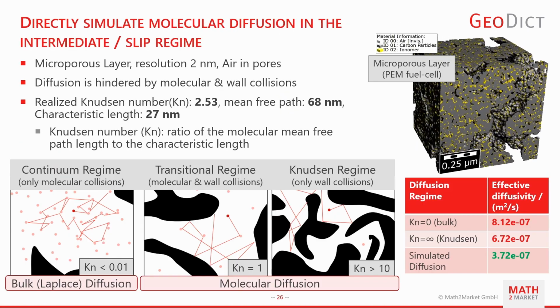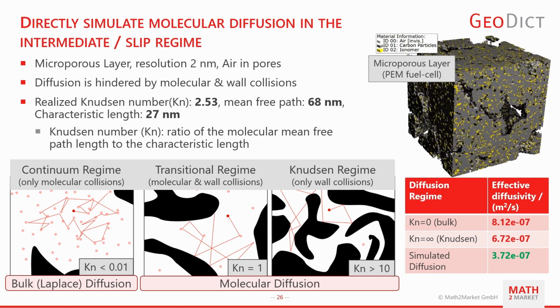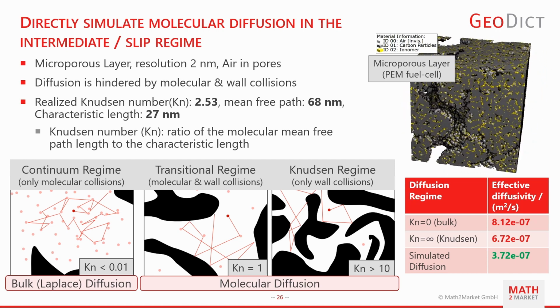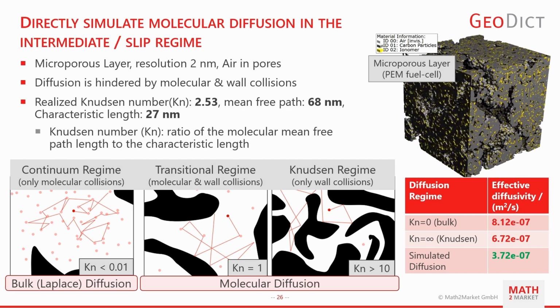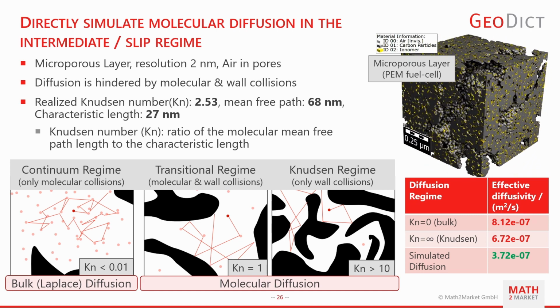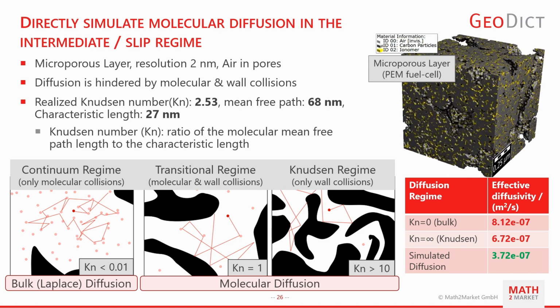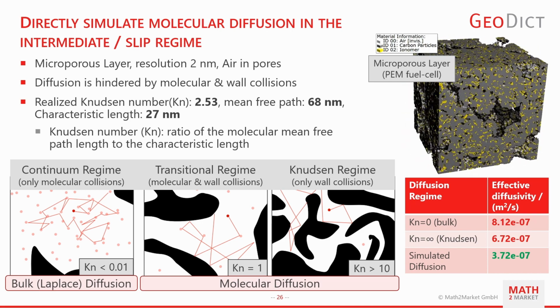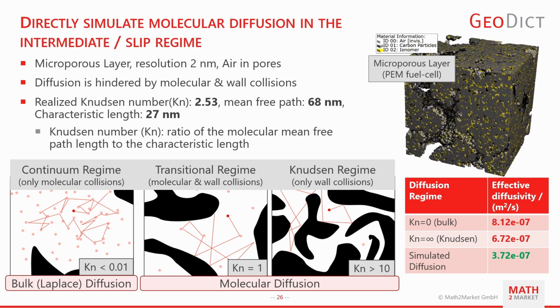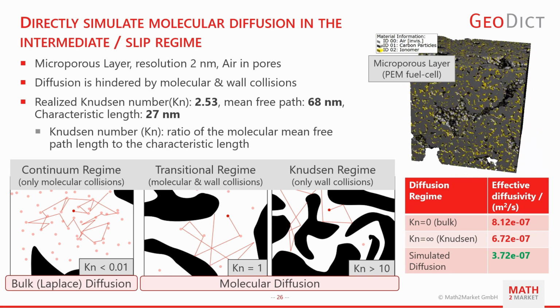Diffusion in complex microstructures is governed by two processes: particle-particle collisions and particle-wall collisions. In cases where the mean free path of the particles is in the range of the characteristic length scale of the microstructure, one is in an intermediate regime. In this regime, where the Knudsen number is in the range of 1, both processes must be considered, which is done in DiffuDict molecular diffusion.